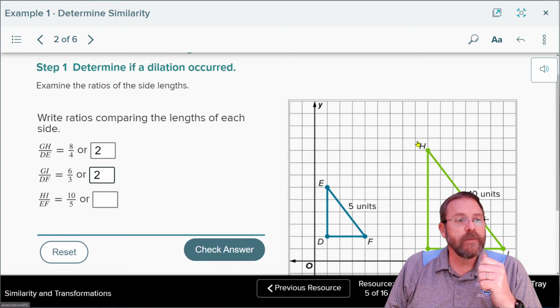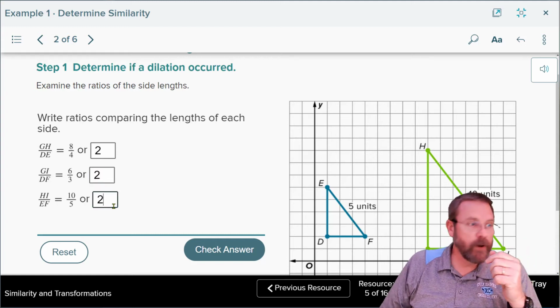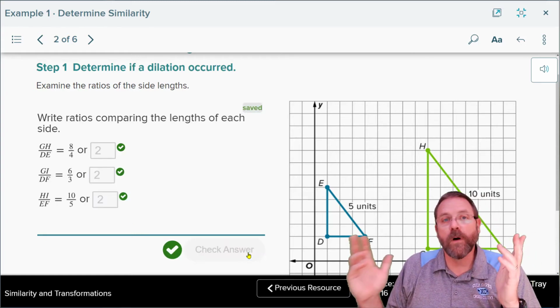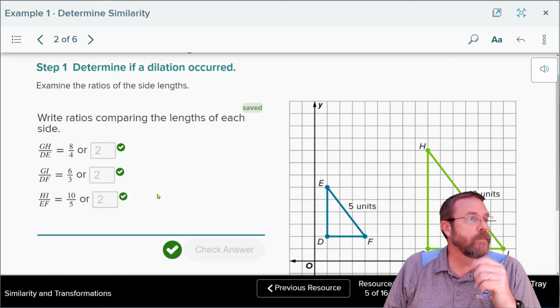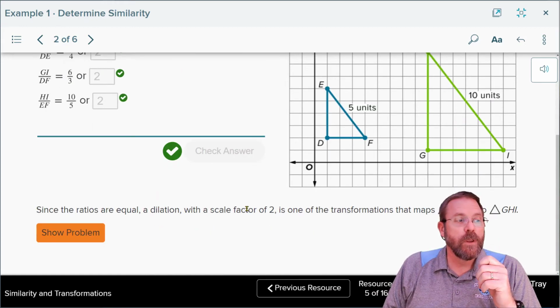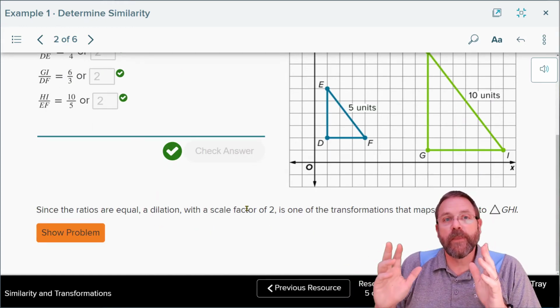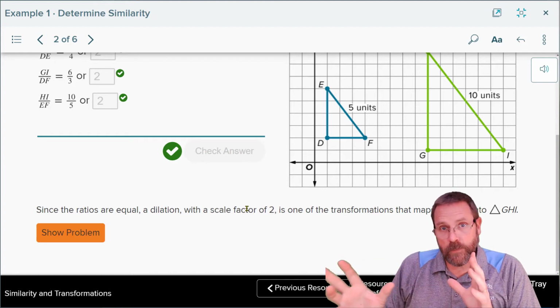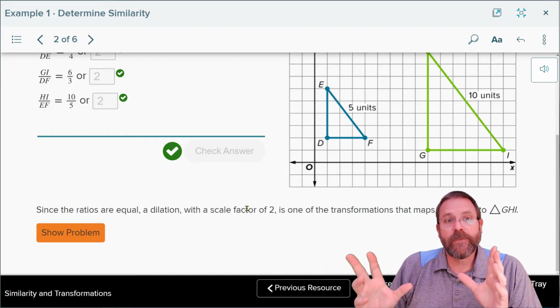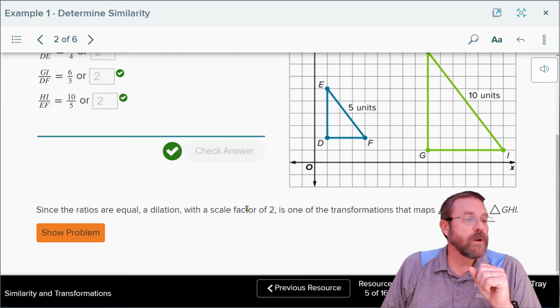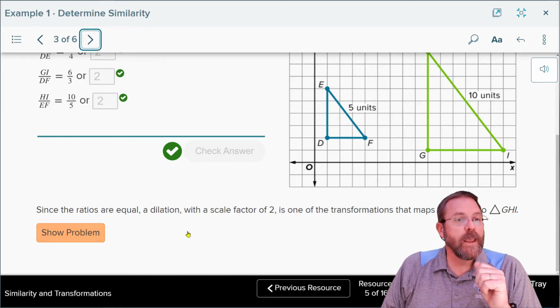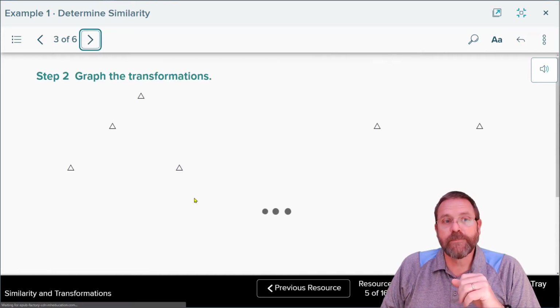And finally, side HI is going to be 10 units. Side EF is going to be 5 units. 10 over 5, that is still a 2 over 1 or a ratio of 2. That's the first thing we had to do. So right now we know that they are going to be similar so far, in that the corresponding sides are going to be proportional. Next thing we have to do is go ahead and expand it out.